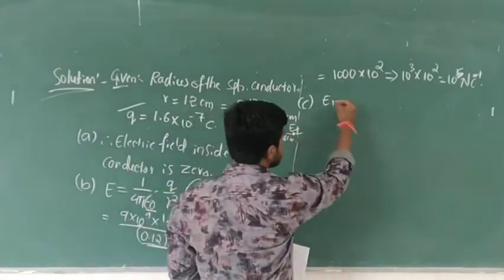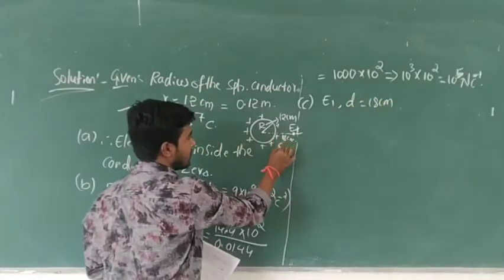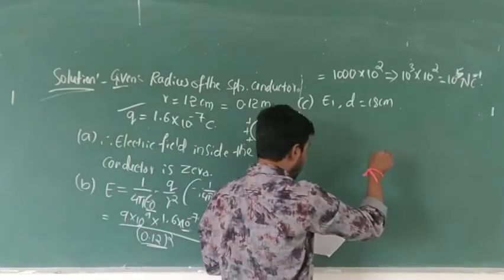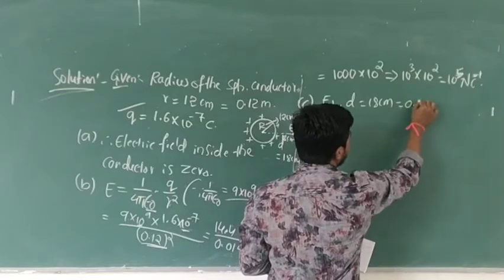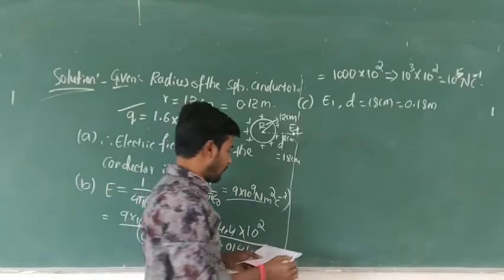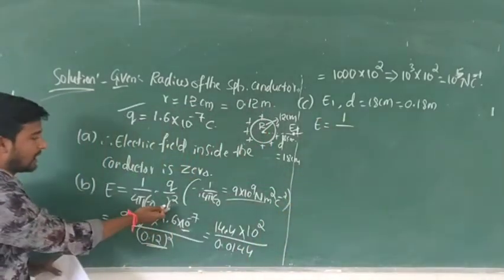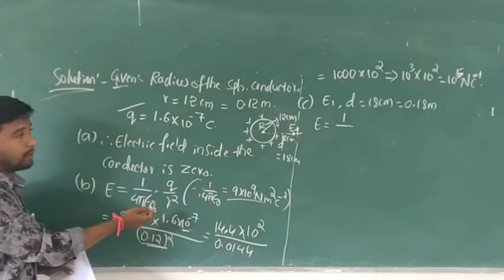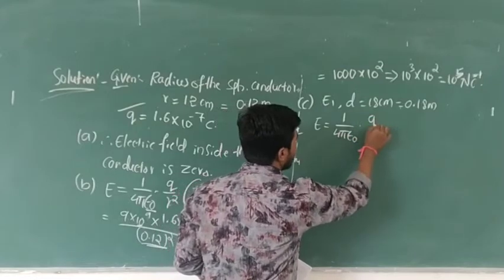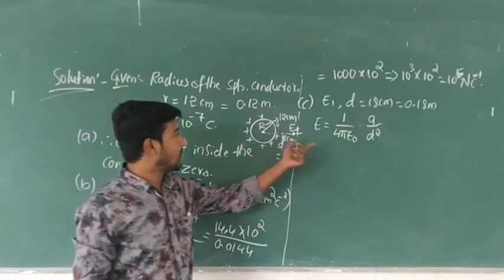So now what happened? That is a distance D equal to 18 centimeter. This is the distance. Distance is how much? 18 centimeter. This 18 centimeter we have to convert to meter, 0.18 meter. So now we have a formula. Same as this, but here the distance is R, and this is a distance D. 1/4 pi epsilon naught into Q by D square. Right? This is D square.